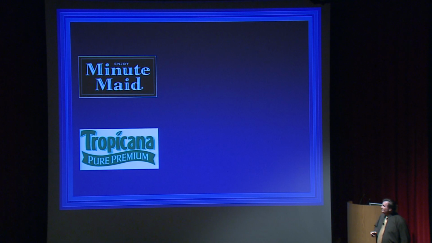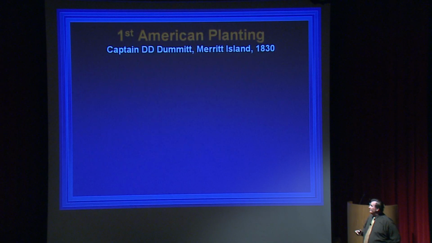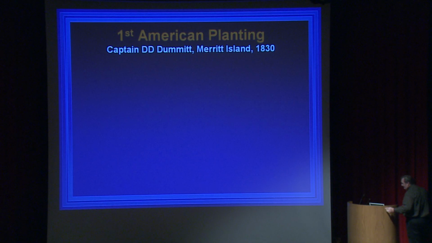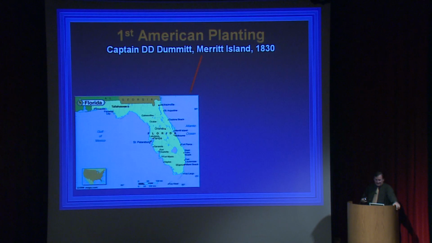The orange juice giants, Minute Maid and Tropicana, control a fair amount of the market and are big players, especially because they themselves are owned by bigger companies, Coca-Cola and PepsiCo. And so this is our view of what orange juice is, but it actually has a pretty interesting history. The first American planting of oranges happened by a fellow named Captain D.D. Dummett in Merritt Island, Florida in 1830.